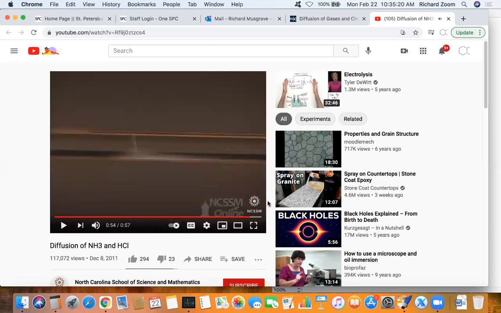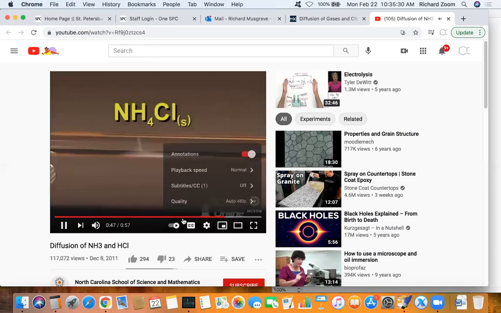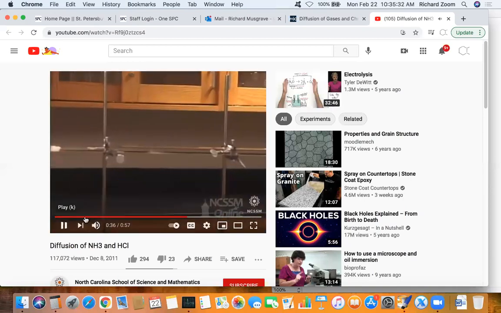So the HCl has a mass of about 36. The NH3 has a mass of about 17. So what that means is that you can see where the ammonium chloride forms here. This is the HCl side. The other side is the ammonia side. So it's closer to the HCl than the ammonia because the HCl doesn't travel as fast. We talked about that earlier, to get to this point that's nearer the HCl than the NH3.